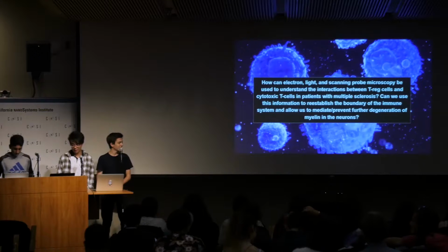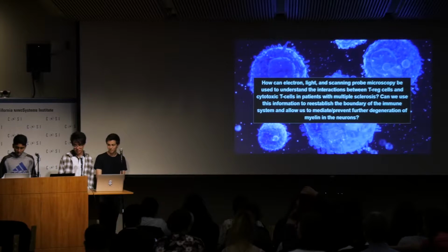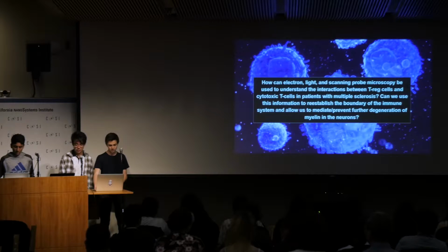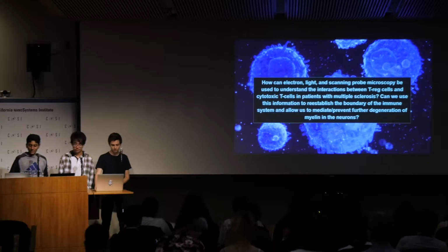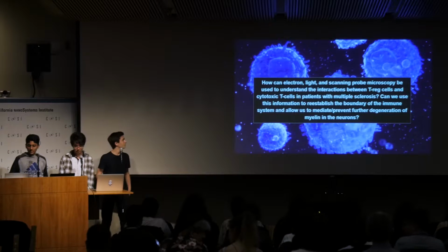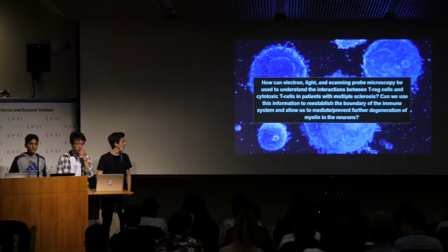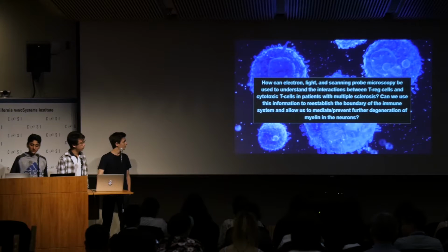So today our question would be, how can electron, light, and scanning probe microscopy be used to understand the interaction between Treg cells and cytotoxic T cells in patients with multiple sclerosis? And can we use this information to reestablish the boundary of the immune system and to mediate or prevent further degeneration of myelin in the neurons?